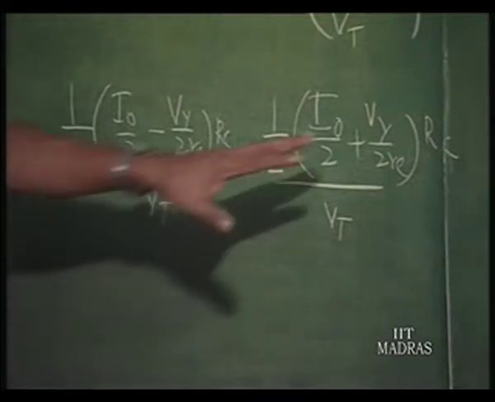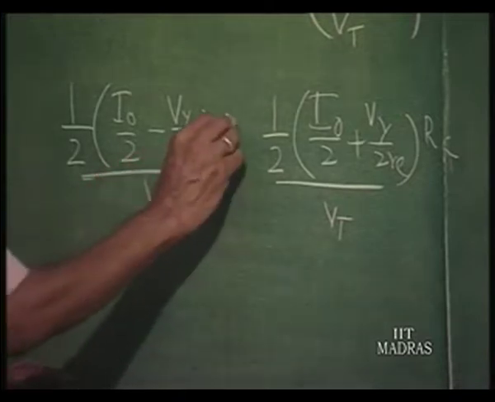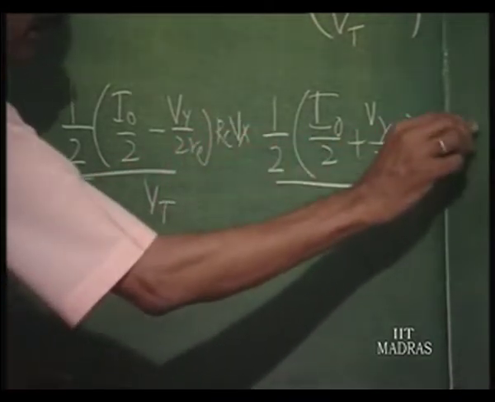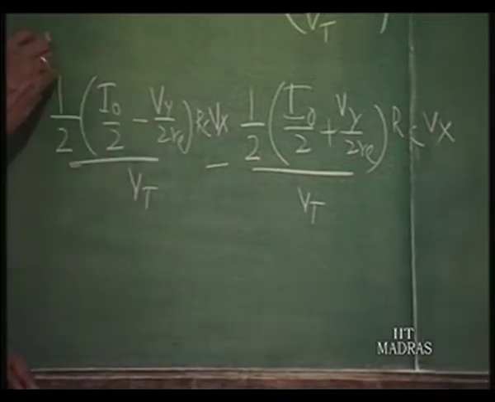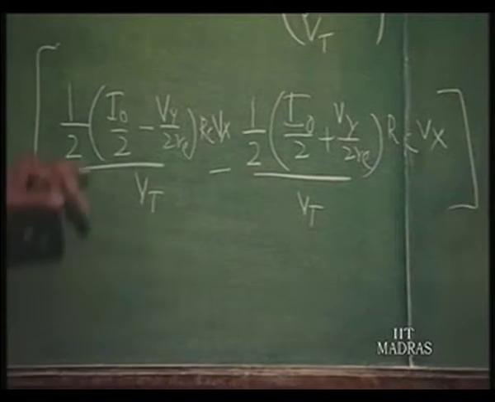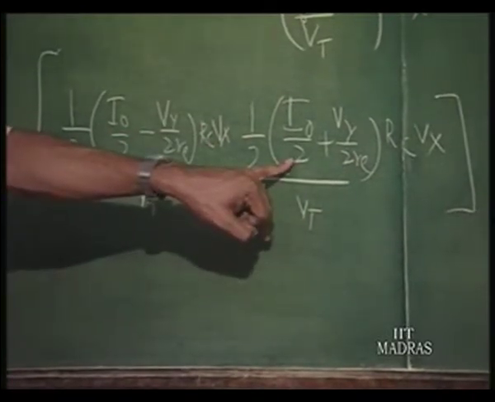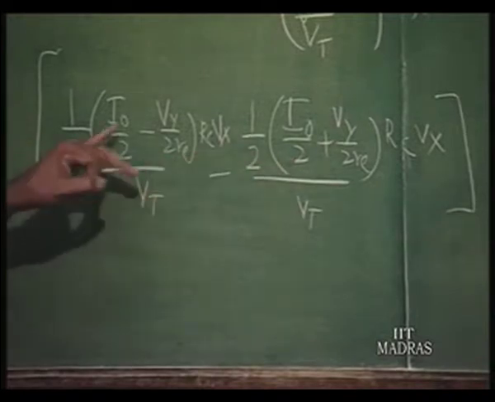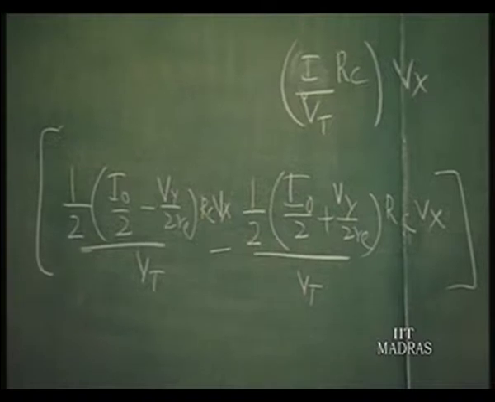So, when you take the differential output, this minus this is what is got. So, this into V x is the output, and this into V x is the output. If you take the differential output, this minus that, you get this constant term or the feed through term getting cancelled, and you get an output which is dependent upon V x into V y.